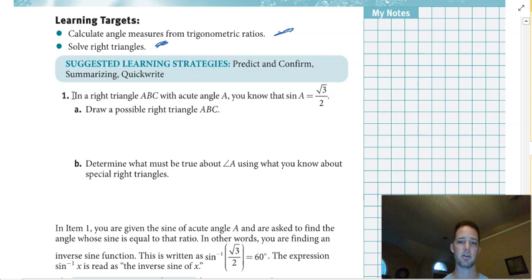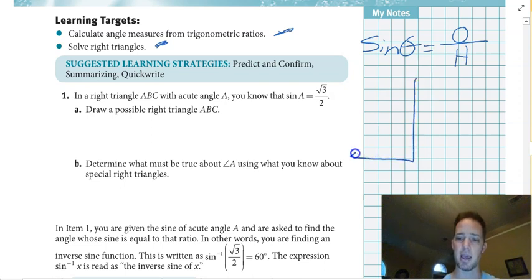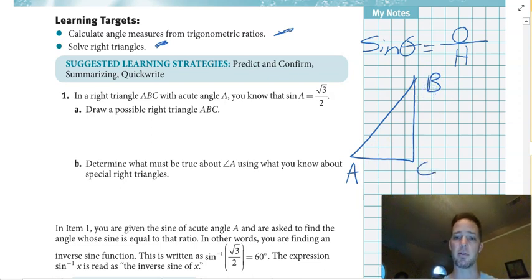angle A, you know that sine of A is square root of 3/2. Draw a possible right triangle ABC. So sine, we know, sine of an angle is opposite over hypotenuse. So it's possible that I could have an acute angle at A that has an opposite side of square root of 3 and a hypotenuse of 2.